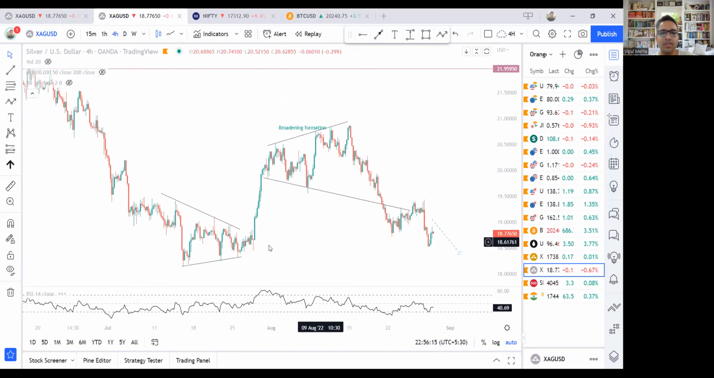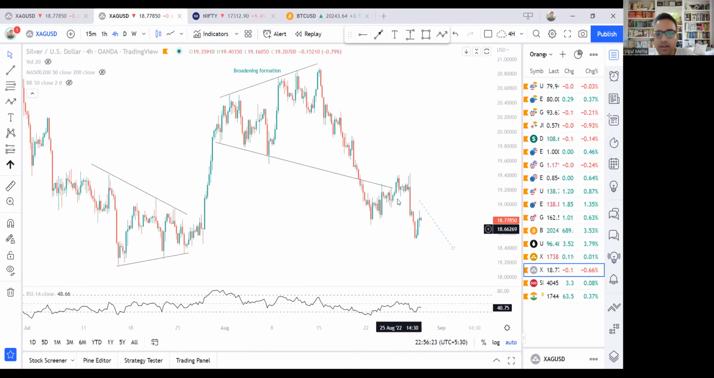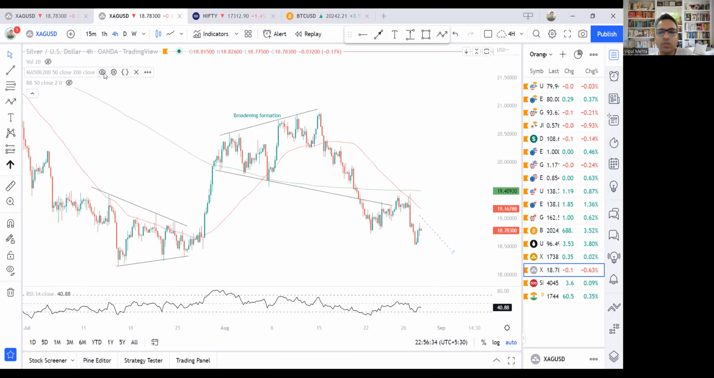Interestingly, silver did this broadening formation, a broadening top. We broke down, then did a retracement once, twice, and then broke down again. So now this is totally bearish price action. There are no two thoughts about it. The only question is, where do you enter, if at all?